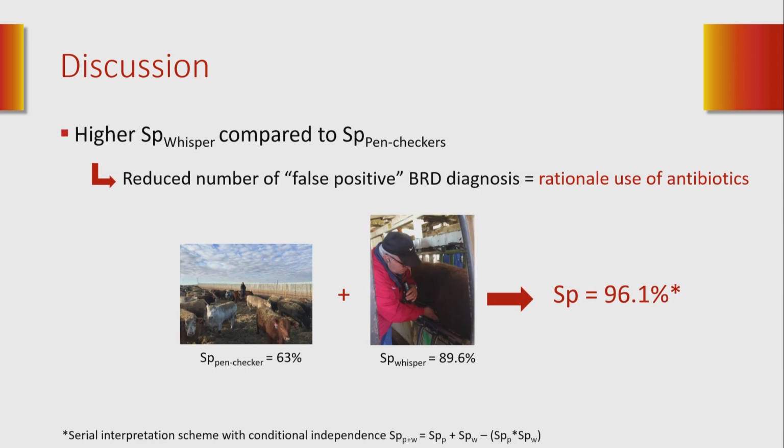The higher specificity of the whisper compared to pen checker can enable us to significantly reduce the number of cattle that are falsely diagnosed with BRD in feedlots, and therefore could promote a more rational use of antibiotic. If the whisper score is used in conjunction with animals previously identified as BRD cases by the pen checker, we can increase the specificity of the test from 63% to 96%, which is a serial interpretation scheme with conditional independence. So a drastic increase in the specificity.